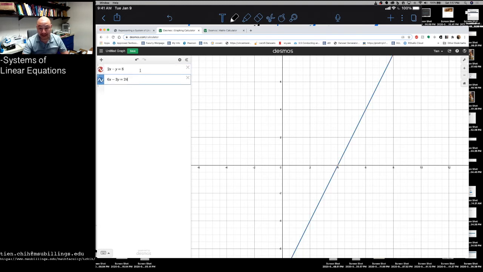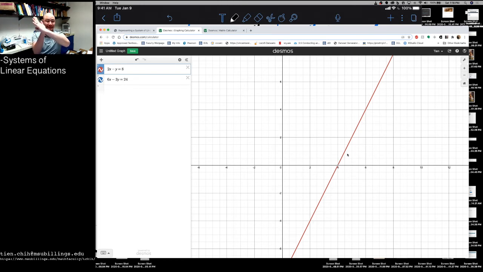Now what we see is that we've actually written the same line in two different ways. We have 2x minus y is 8, and then 6x minus 3y equals 24, which is just scaling everything in the first equation by 3. And if we factor out a 3 from both sides and cancel it, we would be left with the exact same equation.